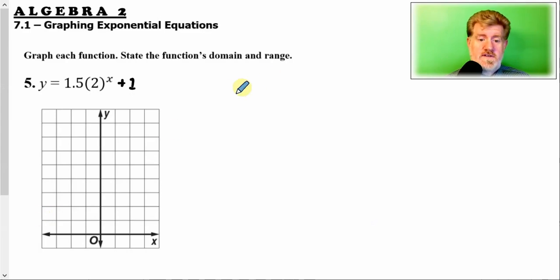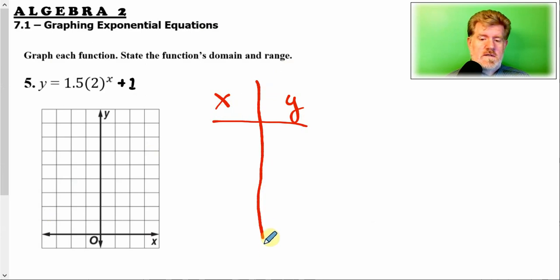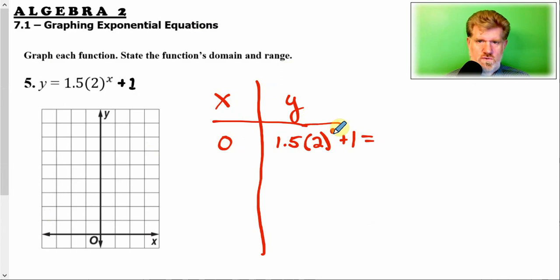All right, now that you've seen that, let's put this together. So let's start at 0 again. All right, so it's 1.5 times 2 to the 0 plus 1. Okay, 2 to the 0 is 1. 1 times 1.5 is 1.5. So we're starting at 1.5. Remember how I said before, that's not your y-intercept that you want it to be. But it's not always that easy. That 1.5, we're going to add 1 to it. So we're going to end up with 2.5.